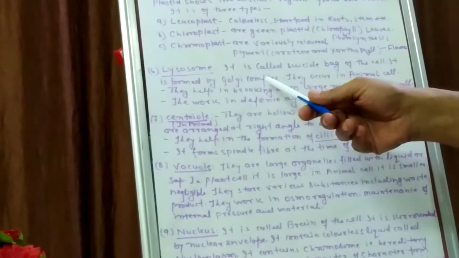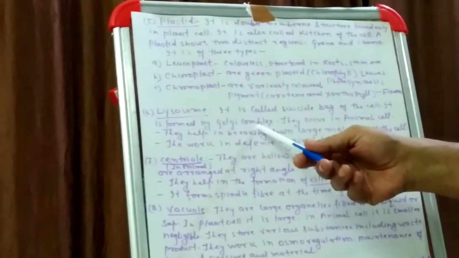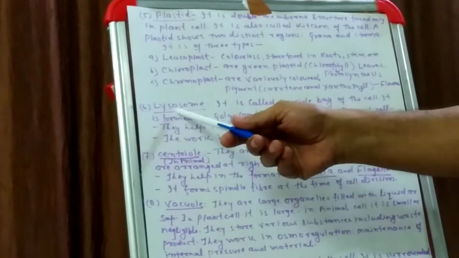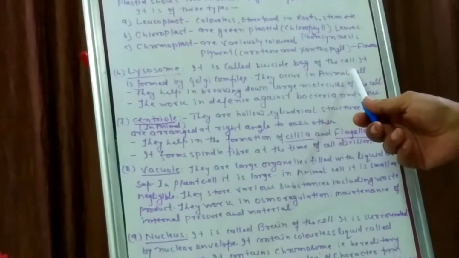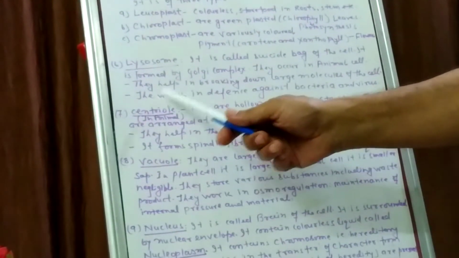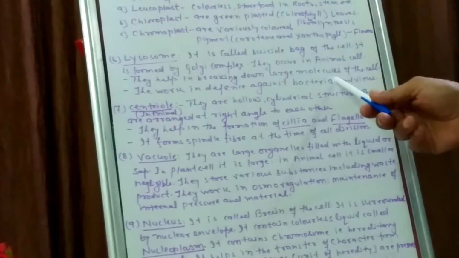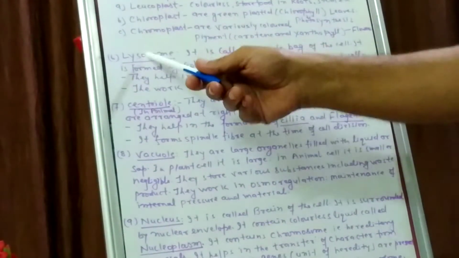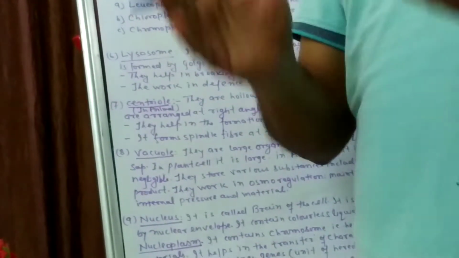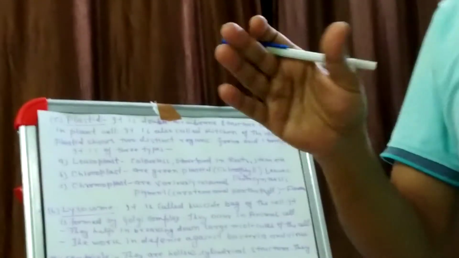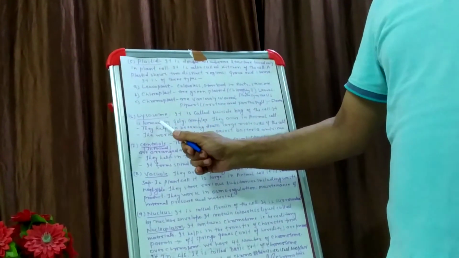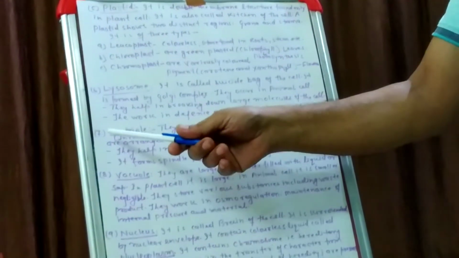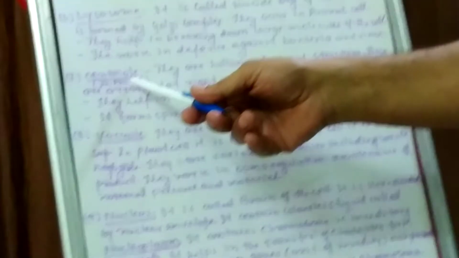It is formed by the Golgi complex or Golgi body. So the Golgi body produces lysosomes. They occur only in the animal cell, not in the plant cells. They work in defense against bacteria and viruses. It means lysosome protects us from infection. And if a cell is infected or damaged, then it is removed from our body by this cell organelle, that is lysosome. Next cell organelle, that is the centriole.